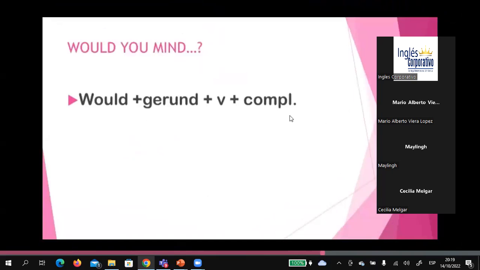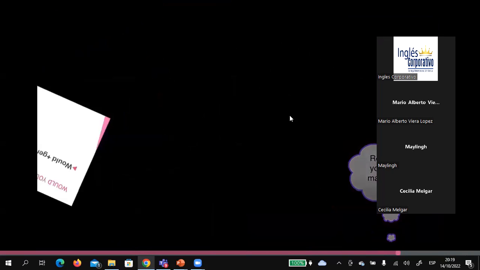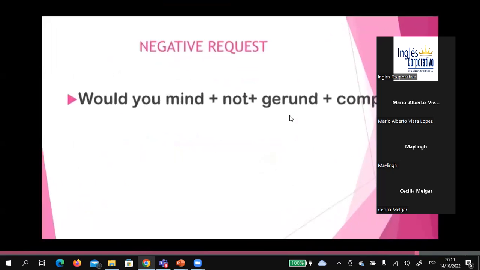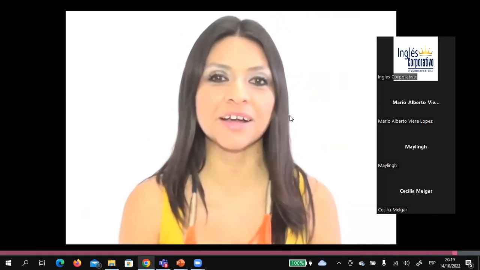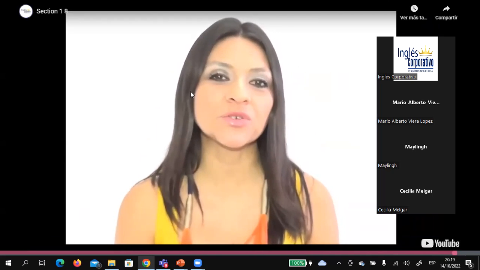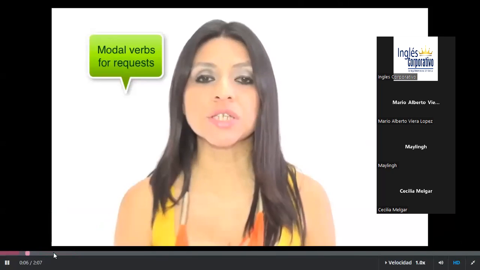Now let's go over would you mind. When we use the entire expression would you mind, the verb which follows must be a gerund. This is how it is formed: would you mind plus gerund, or verb plus ing, plus complement. We want you to notice two things: the use of please at the very end of the request, which you may or may not add, and also a negative request: would you mind plus not plus gerund plus complement. Would you mind writing three unusual requests on our discussion box? I have one for you. Could you lend me your toothbrush? Go ahead and have fun. Notice when to use: can you turn the stereo off?